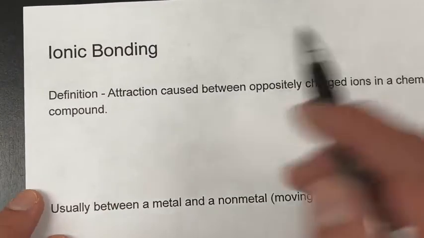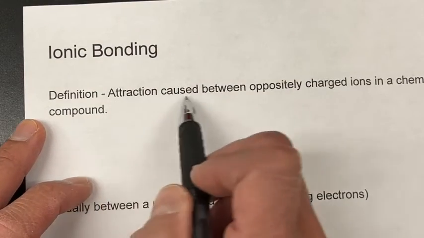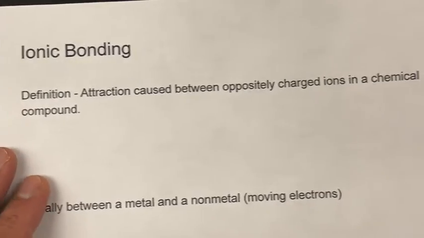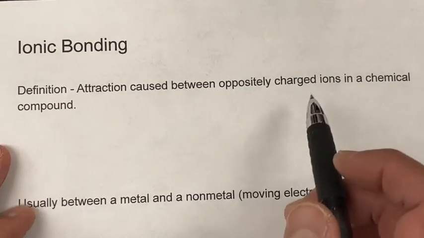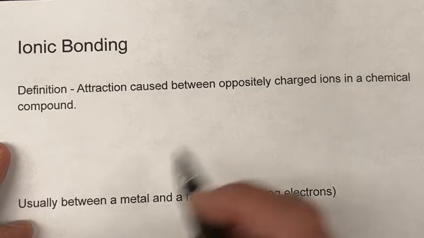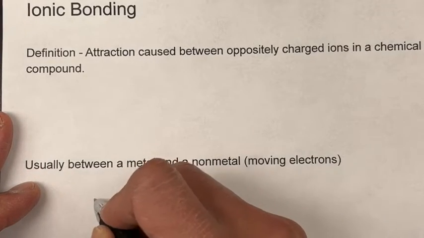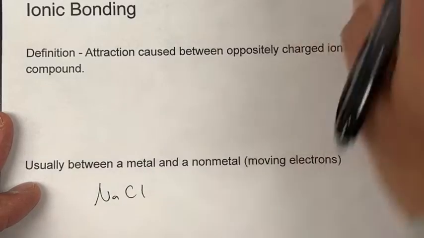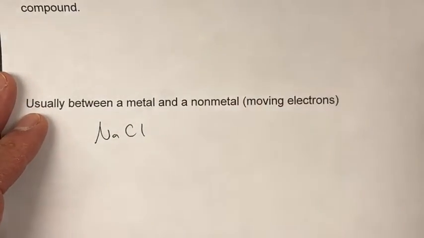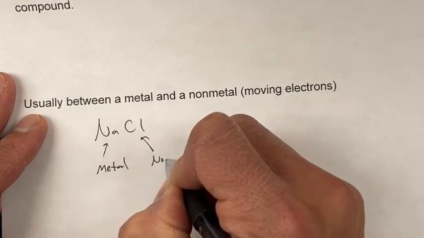So we're going to spend time talking about ionic bonding today. Ionic bonding, let me just give you a definition. An ionic bond is a special kind of bond. It's an attraction between oppositely charged ions in a chemical compound. And typically it's between a metal and a non-metal. So for instance, one very common substance is sodium chloride, NaCl. NaCl is an ionic substance because this is a metal, and this is a nonmetal.